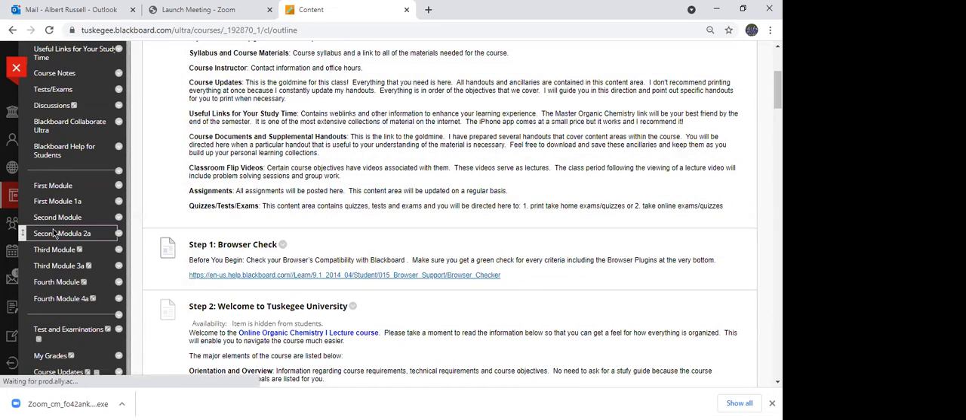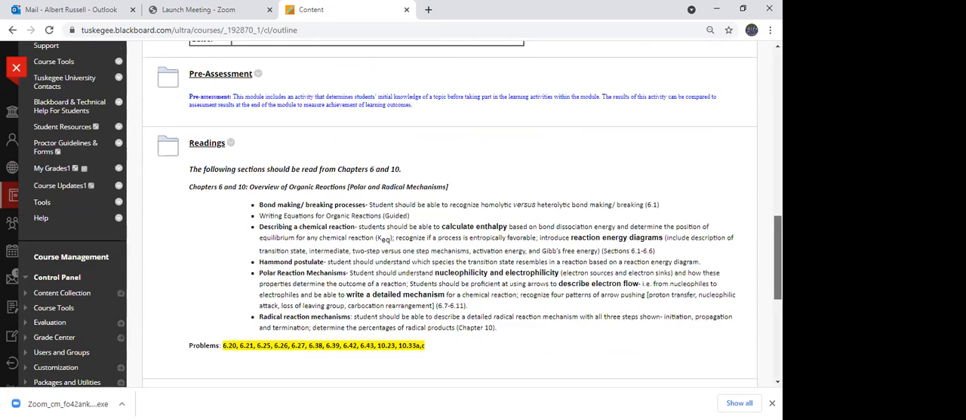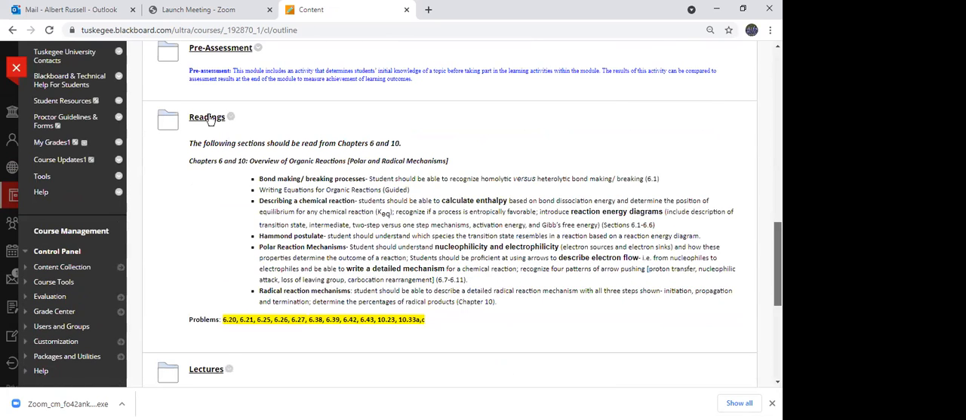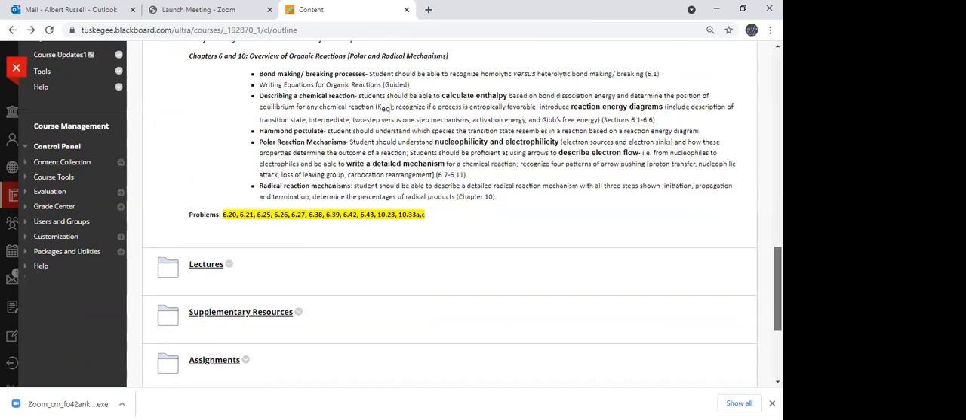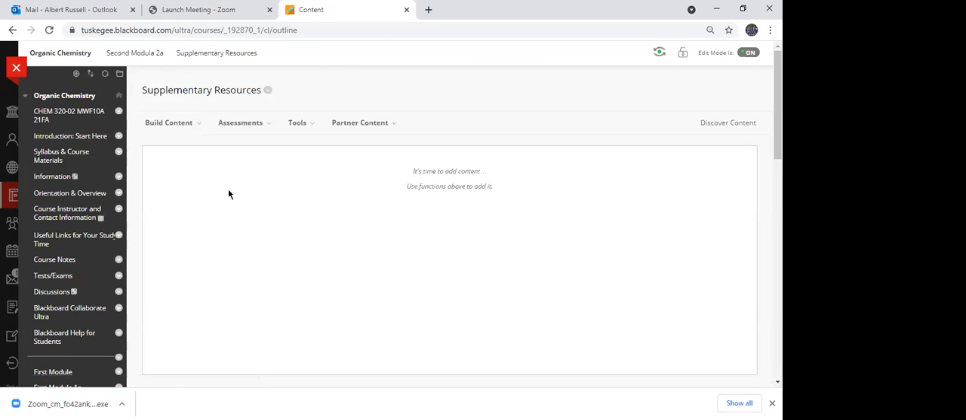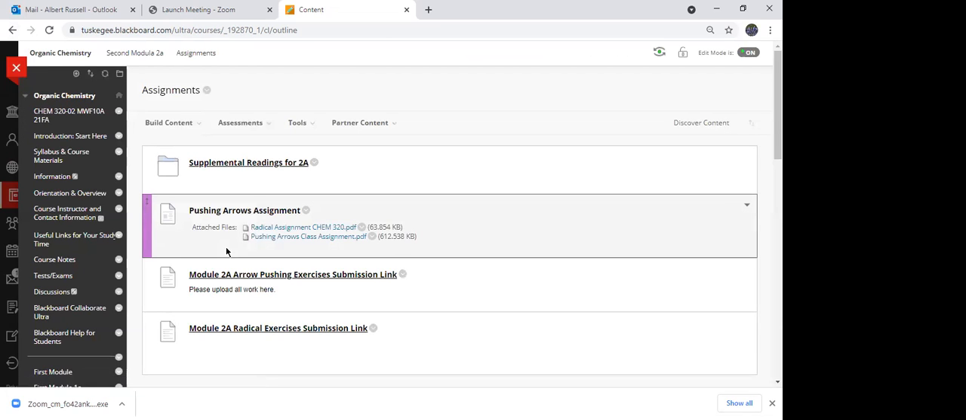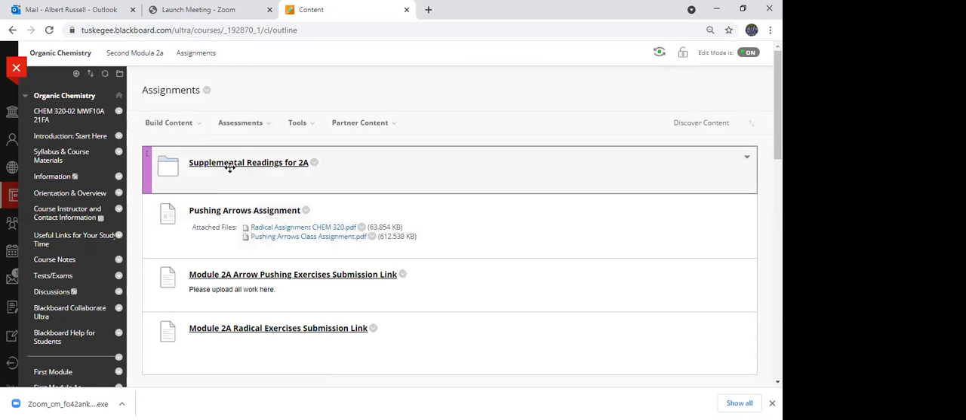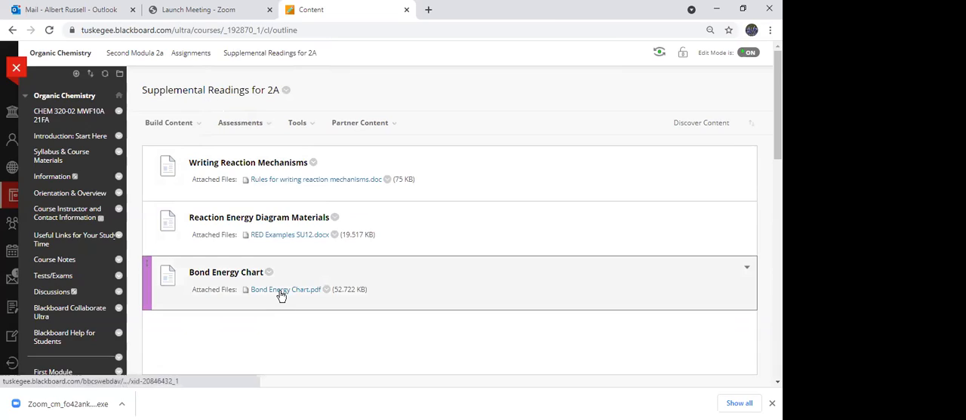Let me show you where that is. So it's in 2A, and let's see where it is. Readings. Not readings. Supplementary resources. Yeah, let me see. Yes, so the bond energy chart is in the assignments folder, and it's in a folder entitled supplemental readings for 2A. So it's this chart right here. I'm gonna pull this up and download it.